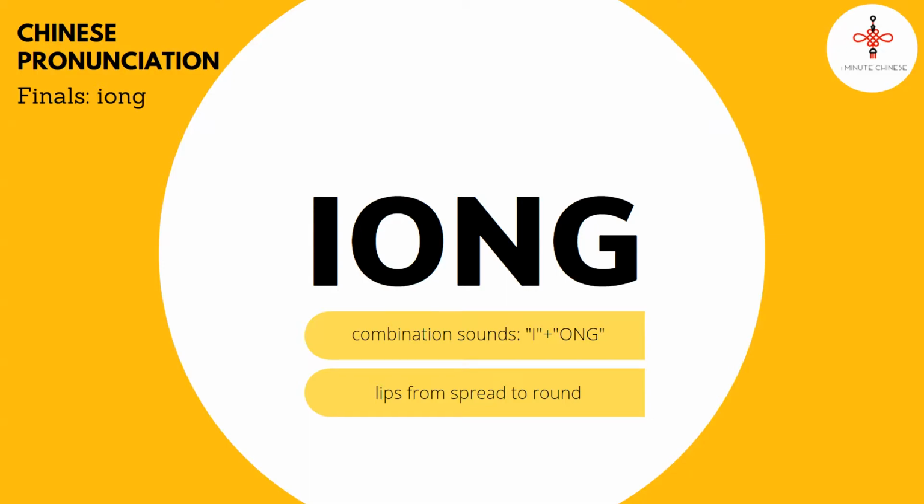When you pronounce the yong sound, first pronounce the Mandarin Chinese E sound, like the Y in the English word yes, with spread lips, E. Then pronounce the Mandarin Chinese ong sound. Let's try. E, ong, yong. Say yong. Now mimic the mouth shape in the video carefully and repeat after it.